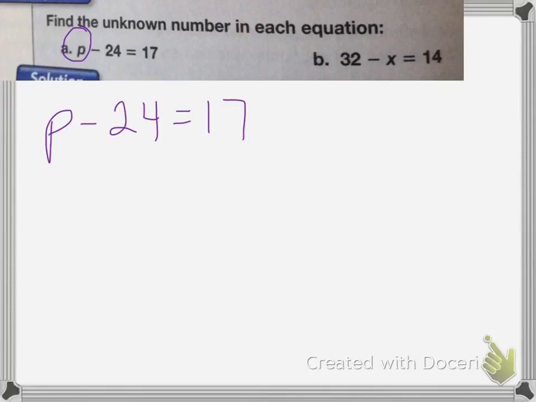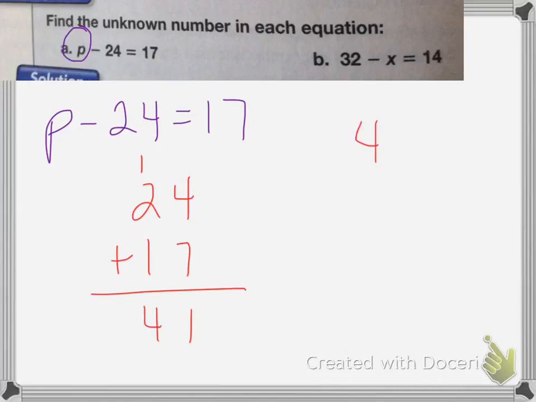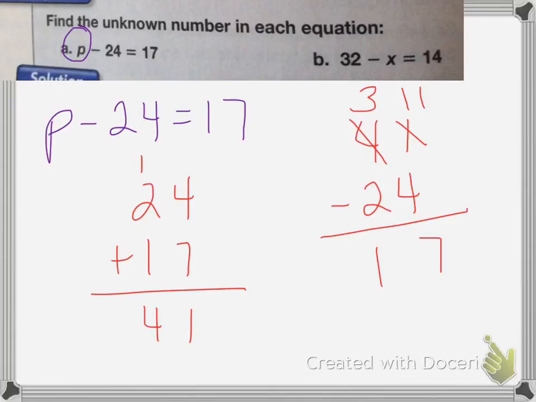So to find the missing number in this case, I'm going to add 24 plus 17. 4 plus 7 is 11, carry the 1. 1 plus 2 plus 1 is 4. So my answer is 41. To double check, you would do 41 minus 24 and see if we get 17. So borrow from the 4, 4 becomes a 3, 1 becomes an 11, 11 minus 4 is 7, 3 minus 2 is 1. So the answer is correct.